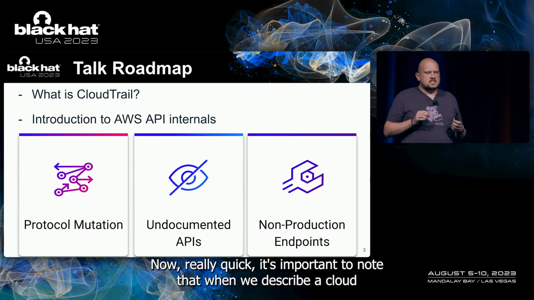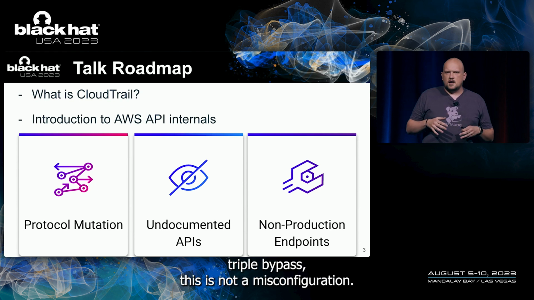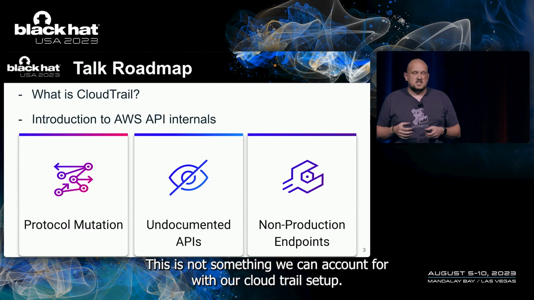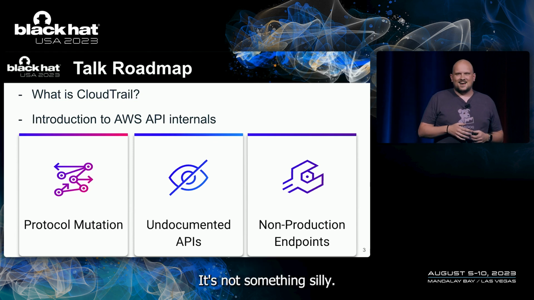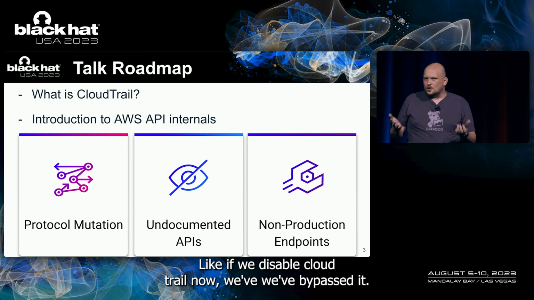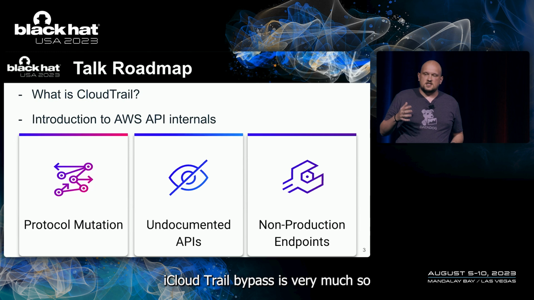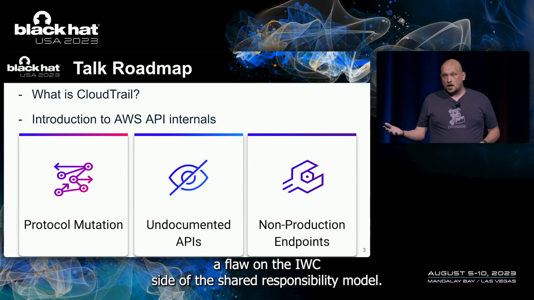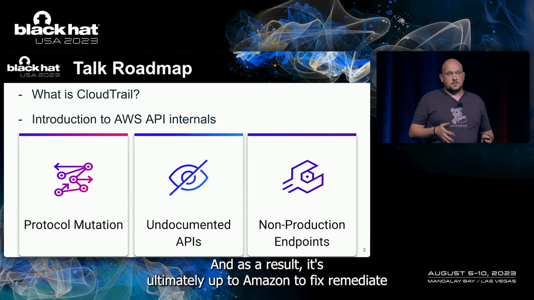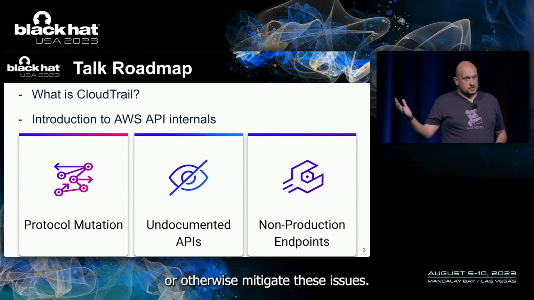Now, really quick, it's important to note that when we describe a CloudTrail bypass, this is not a misconfiguration. This is not something we can account for with our CloudTrail setup. It's not something silly like if we disable CloudTrail, now we've bypassed it. A CloudTrail bypass is very much so a flaw on the AWS side of the shared responsibility model. And as a result, it's ultimately up to Amazon to fix, remediate, or otherwise mitigate these issues.